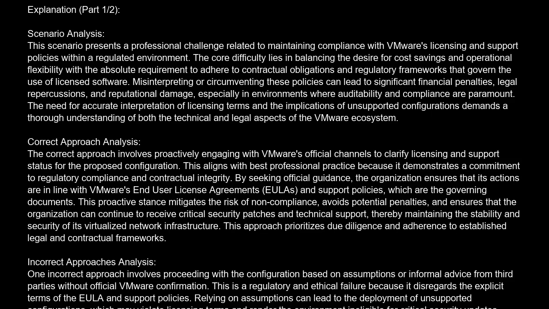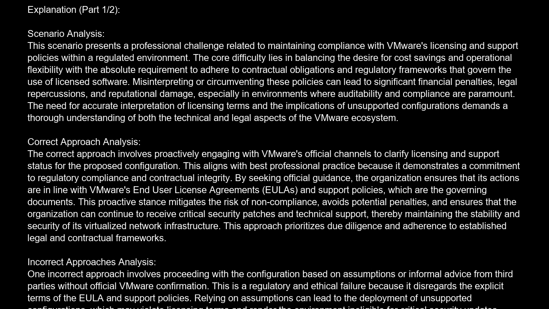The correct answer is A. Engage with VMware support and account management to obtain official clarification on the supportability and licensing implications of the proposed configuration, ensuring adherence to contractual obligations and regulatory requirements.